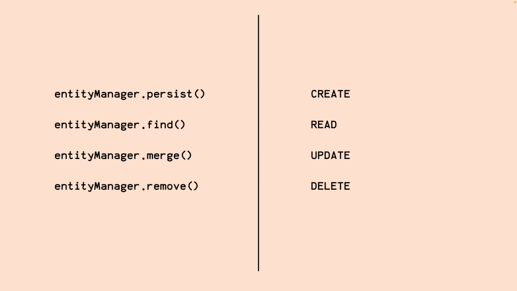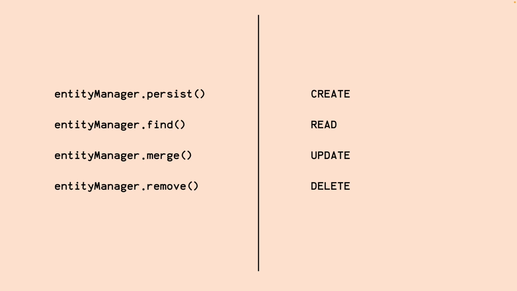little thinking. We have been using some methods in this course so far on our entity manager. We used, for example, the persist method, the find, the merge, and remove method. We used them to create a new object in the database, for example, the persist method. We used the find method to read stuff from the database. We used merge to update and remove to delete.